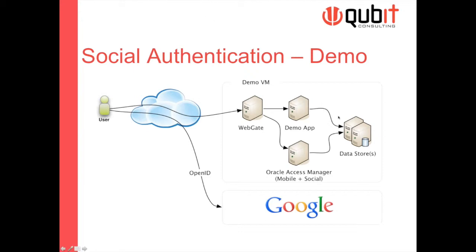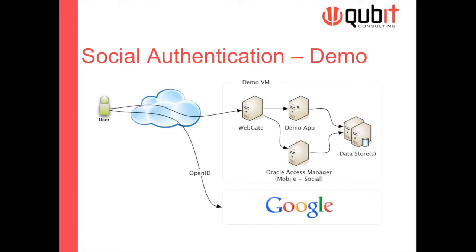The only other thing I'll mention, we've got this sort of architecture on the VM. There's a web gate for the policy enforcement point. We've got Oracle Access Manager for the policy decision point. So what URLs are you able to access? I've got a demonstration application here.